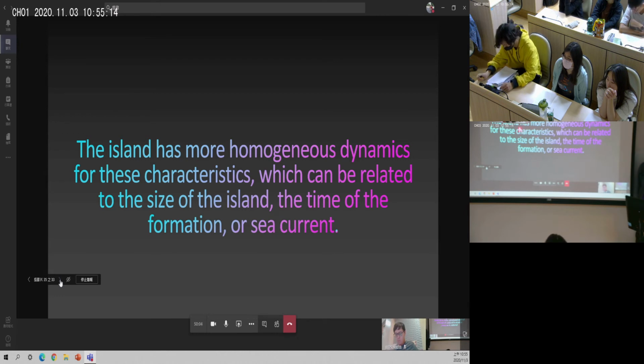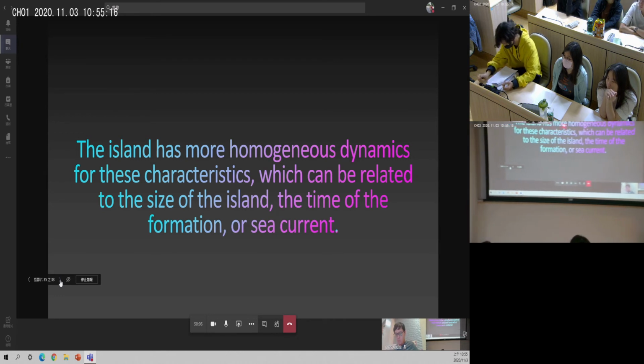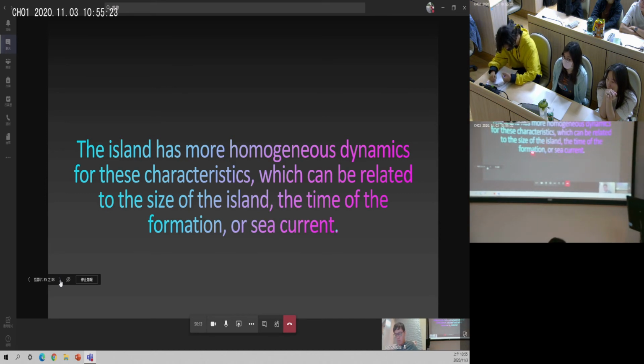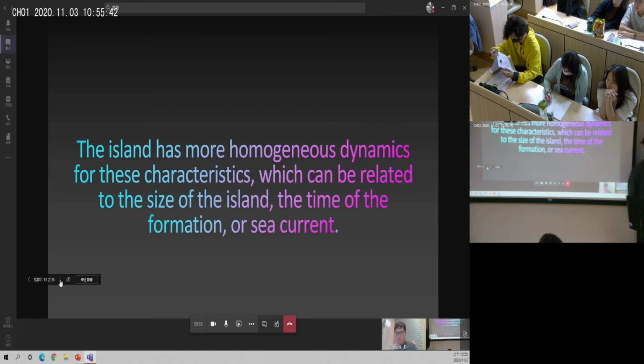So you say, homogeneous dynamics of these characteristics, which can be related to the size of the island, the time of the formation, and sea currents. Well, it's probably not that common sense, but actually I don't see what this conclusion has to do with turtle nests. So it's not really connected to the main point of this study. So that's something you can always ask yourself.